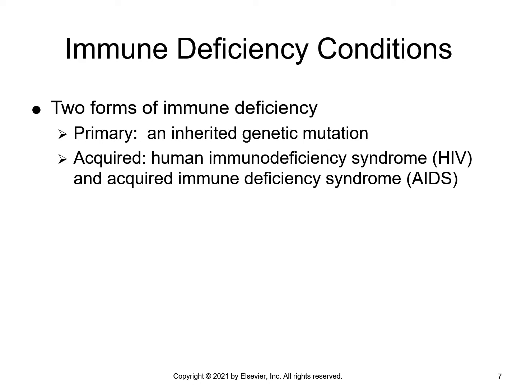Acquired immune deficiency disorder can result from medications like immunosuppressants that are used to prevent tissue or organ transplant rejection, or chemotherapeutic agents to treat cancer that will temporarily reduce the ability of the bone marrow to produce white blood cells. Acquired immunodeficiency syndrome, AIDS, is perhaps the most commonly known disorder that is caused by the human immunodeficiency virus, or HIV.